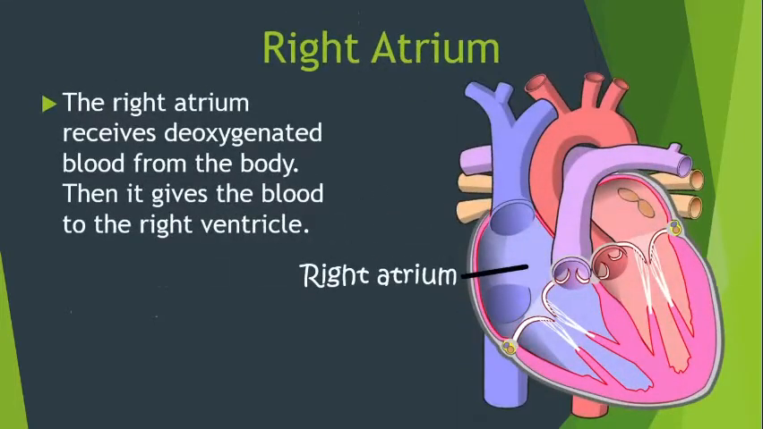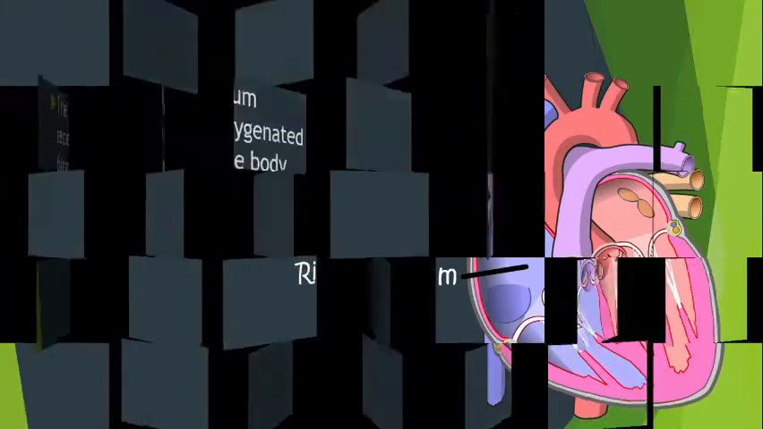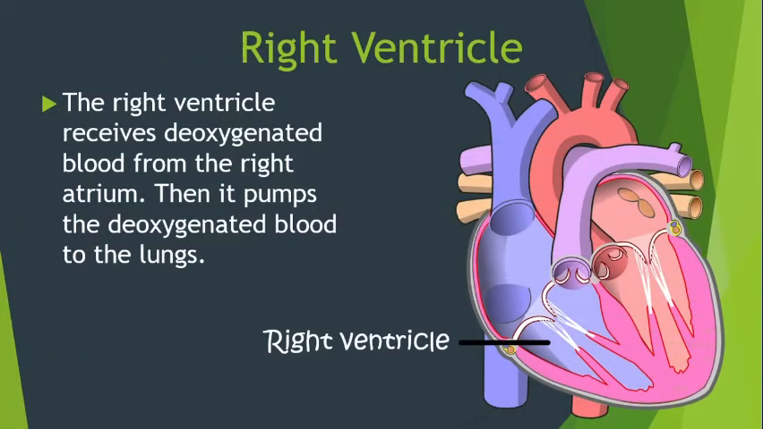Right atrium. The right atrium receives deoxygenated blood from the body, then gives the blood to the right ventricle. Right ventricle. The right ventricle receives deoxygenated blood from the right atrium, then it pumps the deoxygenated blood to the lungs.